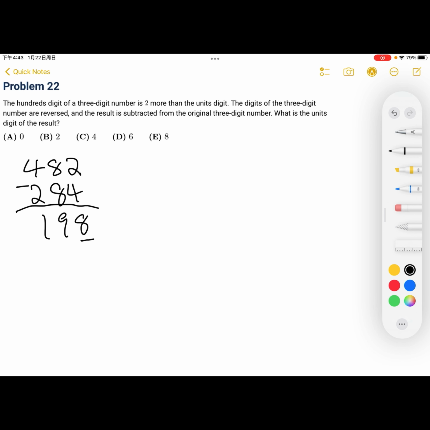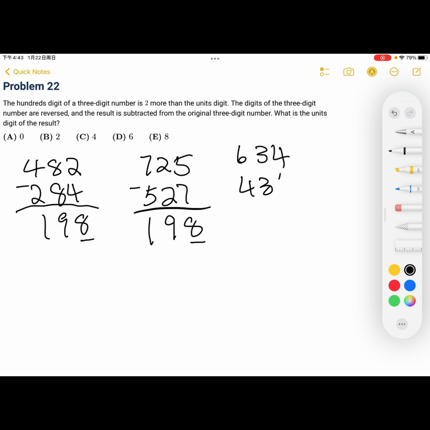So what we can do is do another example. This time I'll do 725. The reverse of that is 527. Doing some more subtraction, we also get that the units digit is 8. So what we can do is try this another time just to confirm it. I'll have 634 and 436. Subtracting, 198, which also results in a units digit of 8. So we have already confirmed that our answer is 8.